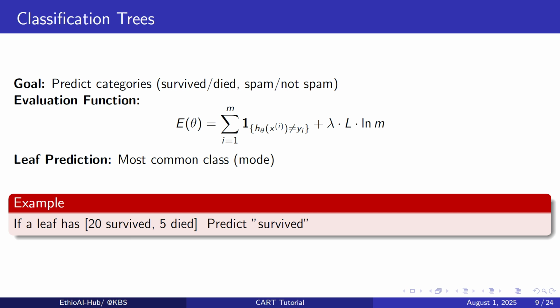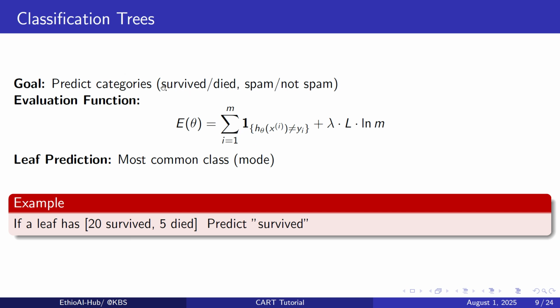Coming to the classification tree, the goal ማለት እዚህ ላይ predict the categories. ቅድም እንዳየነው I think regression tree አላየንም. Yeah, okay, so classification tree ላይ the goal is to predict the categories, right? If A is survived and not survived or died, spam or not spam, and the evaluation function: ትክክል እንደሰራን ወይም ፕሪዲክሽኑ ትክክል ይሁን አይሁን የሚለውን ኢቫሉዌት የምናደርገው using this evaluation function or this loss function ነው.